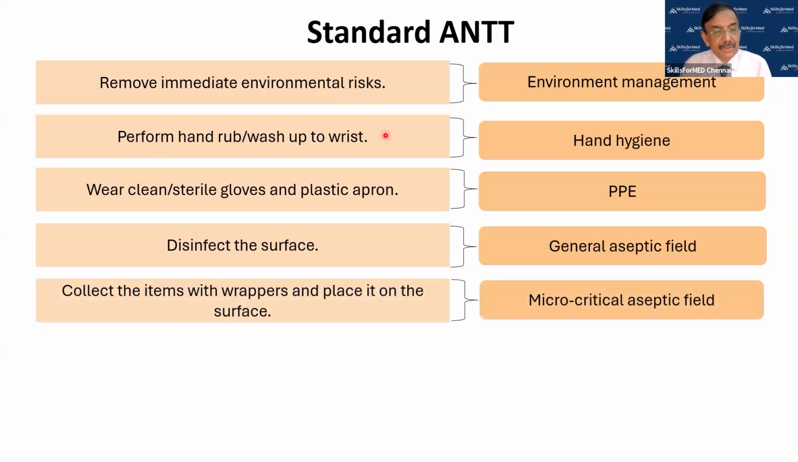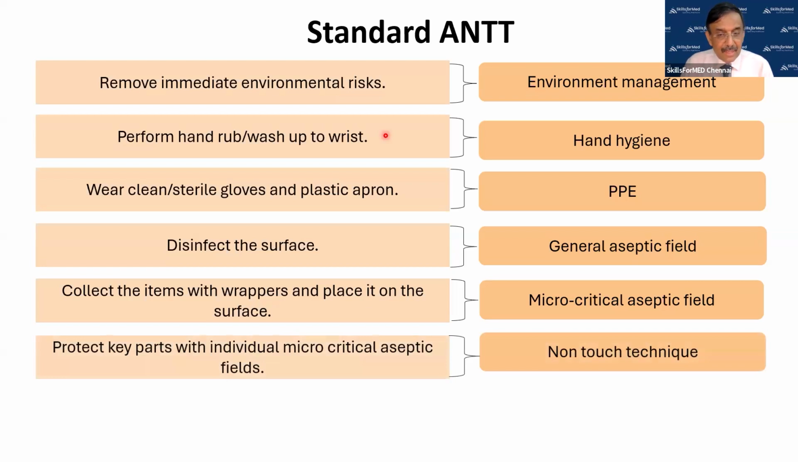Then collect the items with wrappers and place them on the surface. So you collect the items and place them first around the tray. Then you do the loading: whatever things you are going to take to the patient, you open the wrapper and place it in the general aseptic field. Covering the key parts with the wrappers and with the caps is known as protecting the microcritical aseptic field. So that is a microcritical aseptic field. So that's what I told.